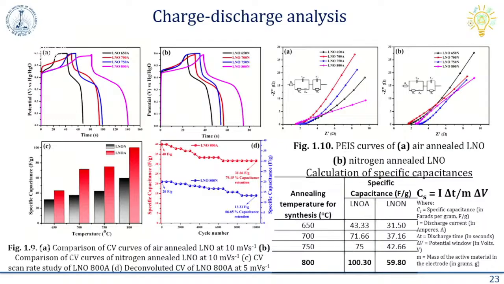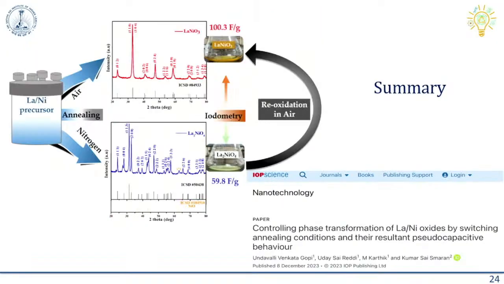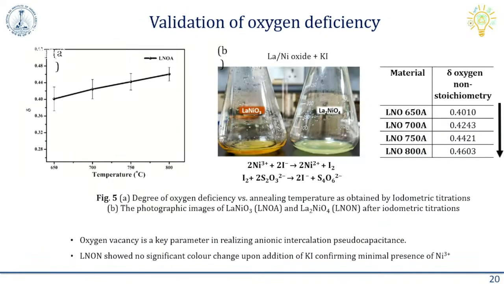The air annealed samples, which contain oxygen defects, gave us 100, and nitrogen annealed samples, which are excess, gave us only 59. And these defects and oxygen vacancies are also characterized using various titrations. As sir was asking yesterday, we characterized the defects using iodometry titration, where we used the oxidizing nature of Ni3+. Ni3+ gets reduced to Ni2+. It oxidizes I- to I2.